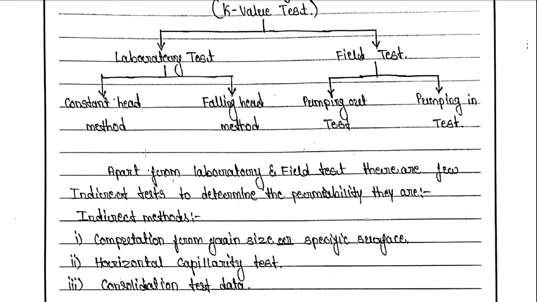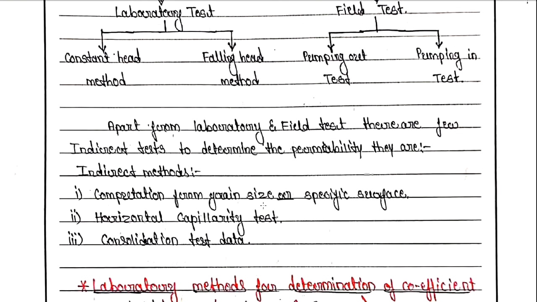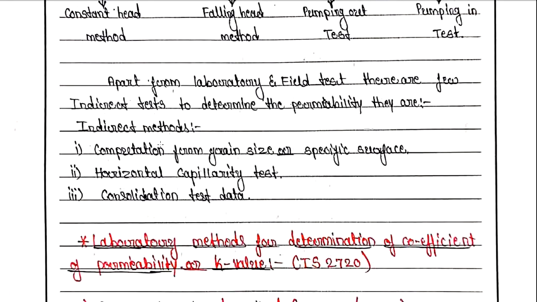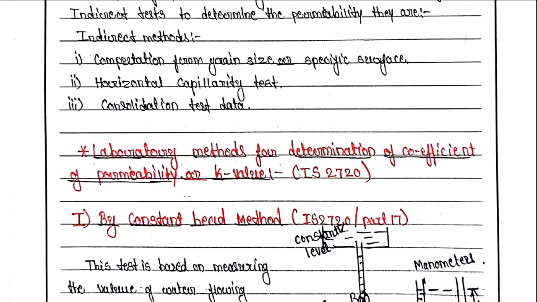So you can see over here, apart from the laboratory and field tests, there are a few indirect tests to determine the permeability: computation from grain size, specific surface, horizontal capillary test, and consolidation data test. By using these methods we can indirectly calculate the coefficient of permeability, that is K, or K value. First of all, we are going to study the laboratory methods for determination of the coefficient of permeability or K value.